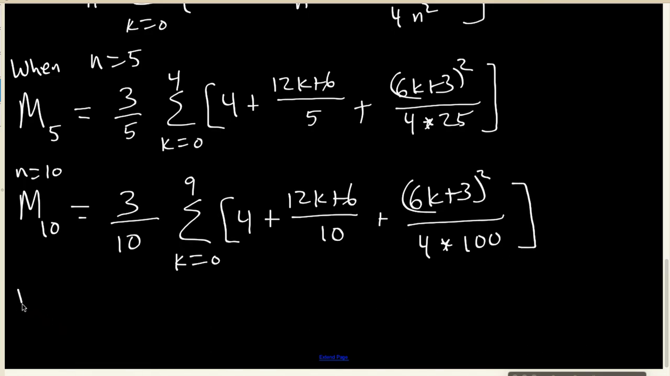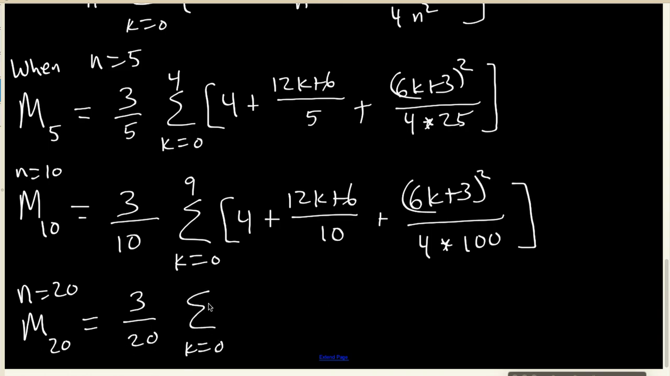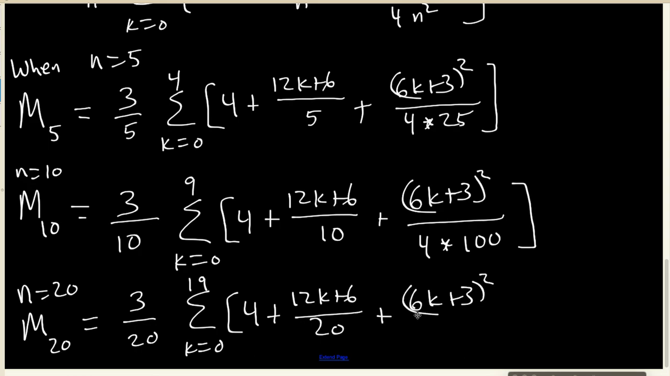And our final one was n equal to 20, so our middle sum for 20 rectangles is going to be given by 3 over 20 times the summation as k goes from 0 to 19, because 20 minus 1 is 19, of 4 plus 12k plus 6 over 20 plus 6k plus 3 quantity squared over 4 times 20 squared, which is 400. And so those would be the 3 expressions that we would be looking for answers for our problem.